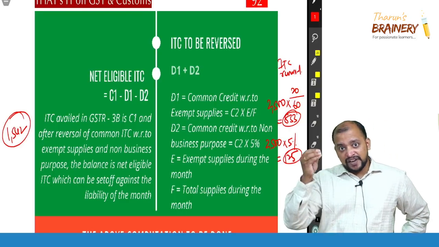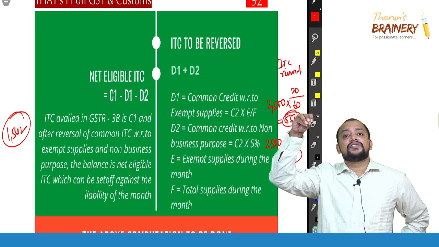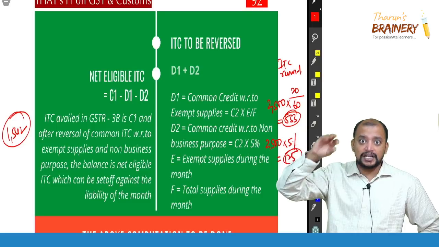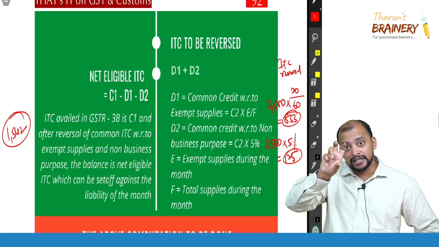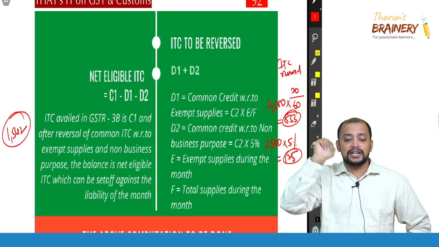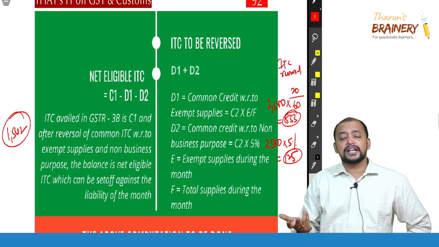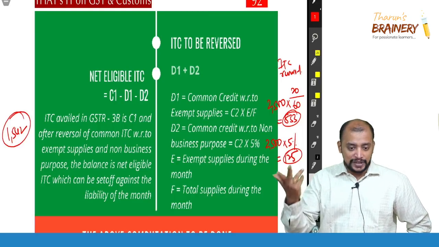GSTR 3B will be filed on one date, na? The date of filing GSTR 3B should be taken. That is the date of availment. For that month, we will file GSTR 3B, and that date should be taken. So usually in exam, if they are not giving it, we will take the due date.